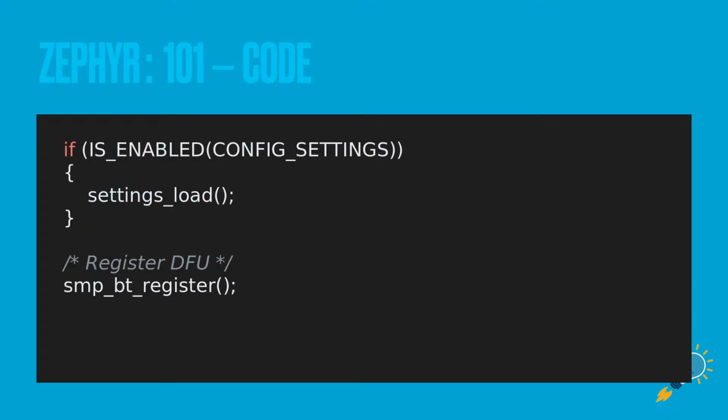If you want to pull any settings from the settings subsystem, you can call settings_load. Sometimes that's done elsewhere. So if you have other things going on with the file system, sometimes you're loading that elsewhere, especially if you have other important data that works with your application.